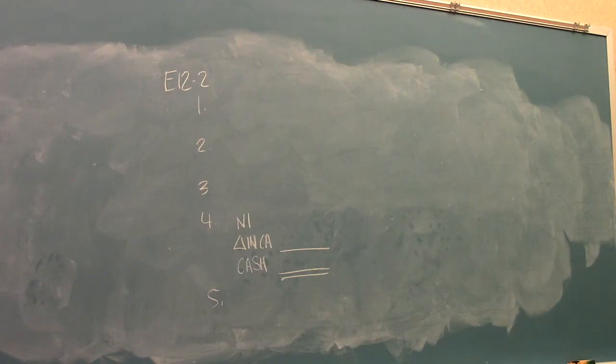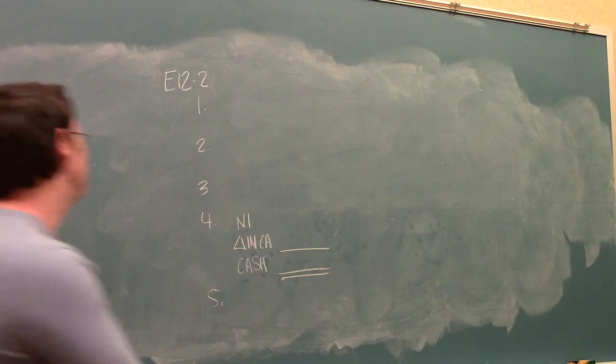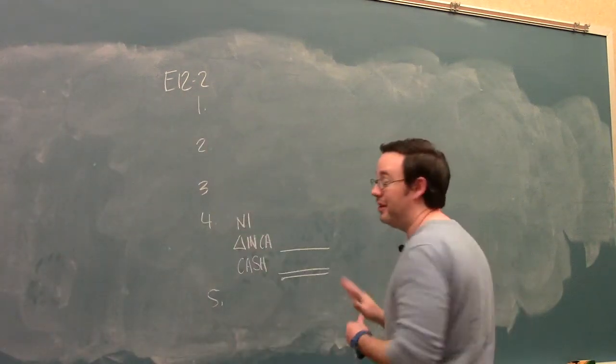Okay, E12 says, suppose your company sells services of $180 in exchange for $110 cash and $70 on account. And it gives us some requirements. Before we start into this problem, I'm going to say I really like this problem.